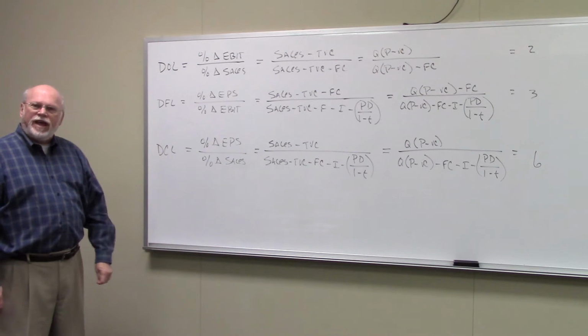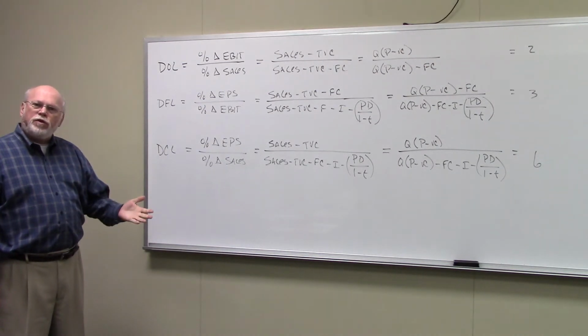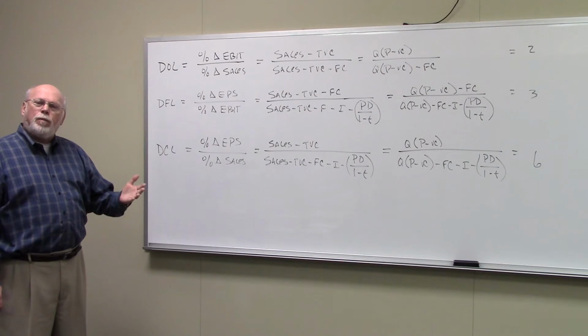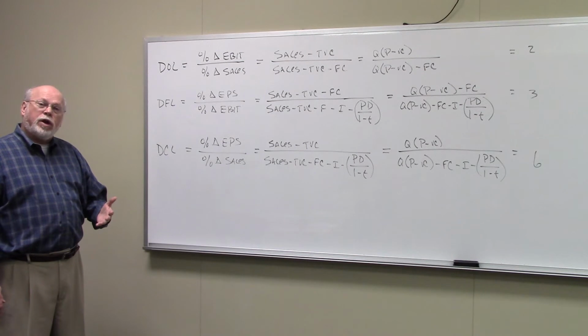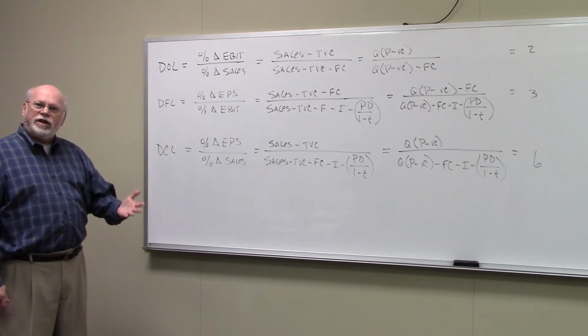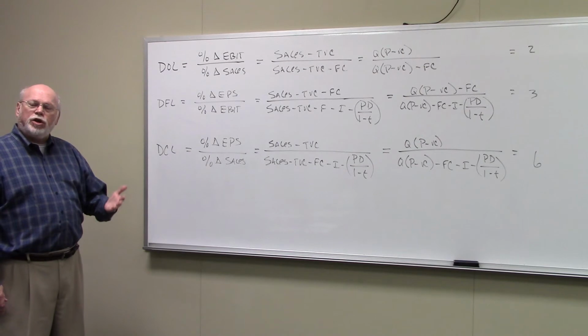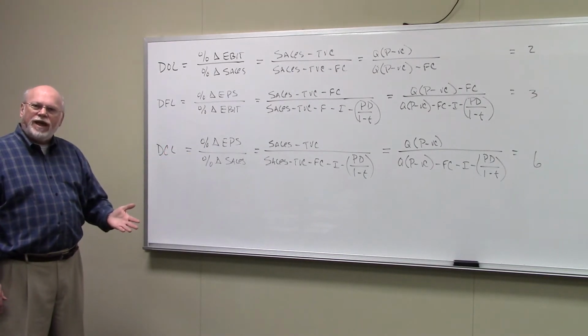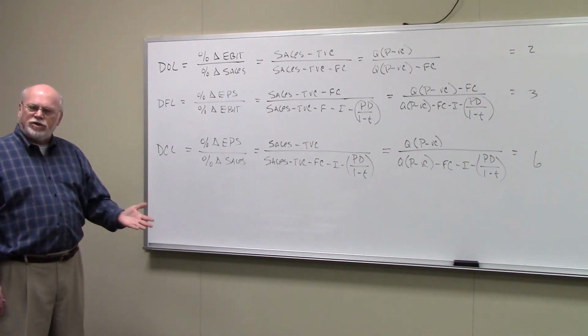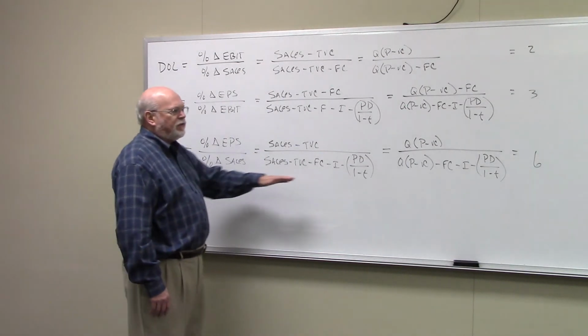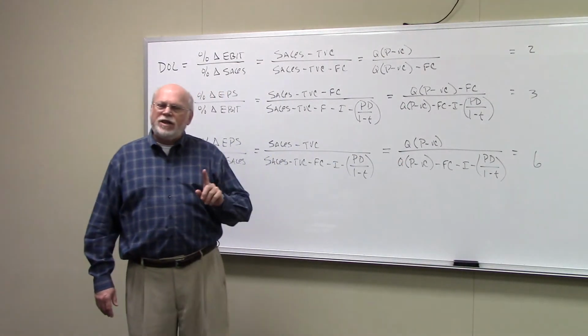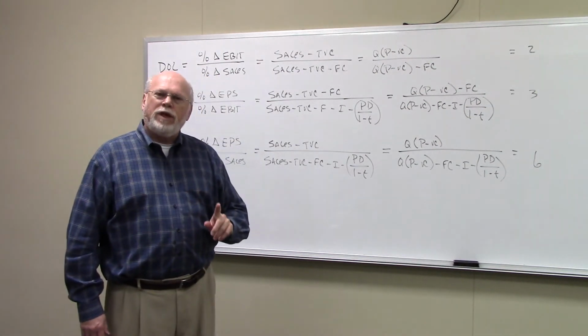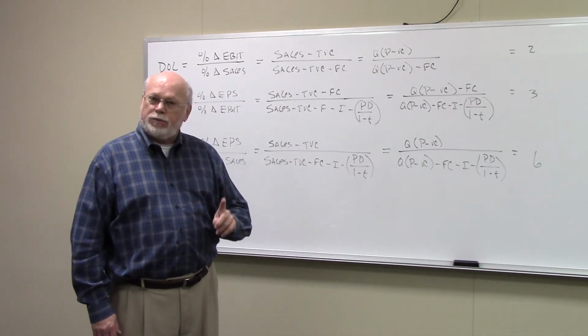If you have analyst data, the numerator would be the number of units produced and sold, Q, multiplied by your price per unit minus your variable cost per unit. So the numerator is going to be Q times price minus variable cost. The denominator is going to be Q times price minus variable cost, less fixed cost, less your interest expense, less the pre-tax dollars you need to pay the dividends on your preferred stock. If your degree of combined leverage were 6, that means each 1% change in sales will give you a 6% change in earnings per share.